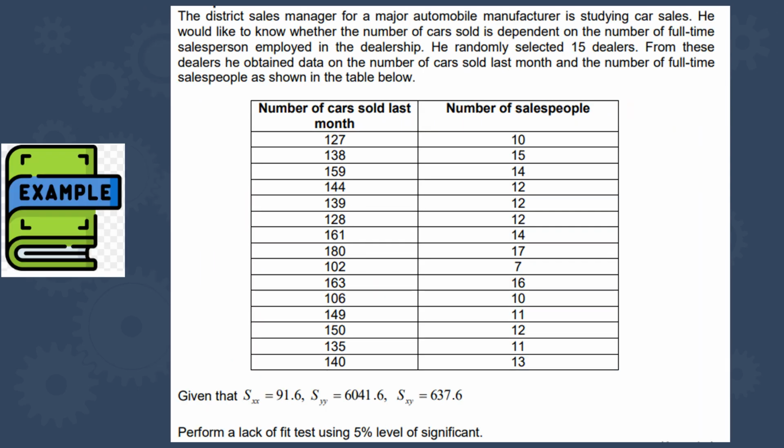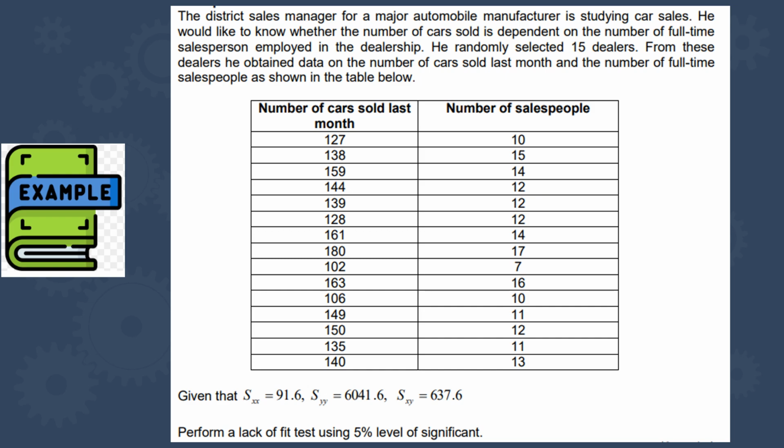So I've just shown you how to assess the lack of fit using the example just now. We have another example, but I think you can try it on your own to increase your understanding of this lack of fit test. But we just go quickly on this example. Later you can try on your own.